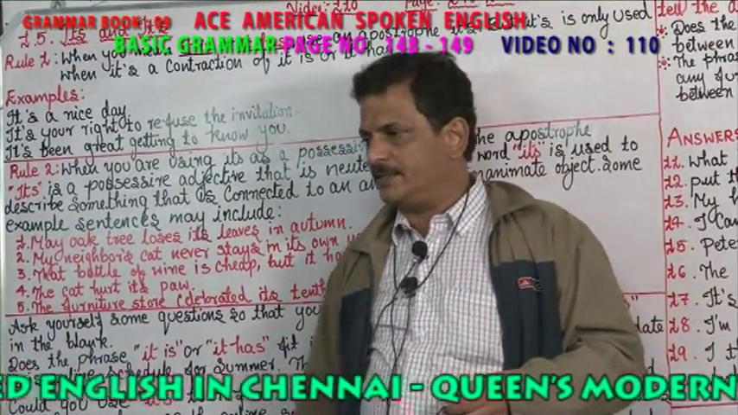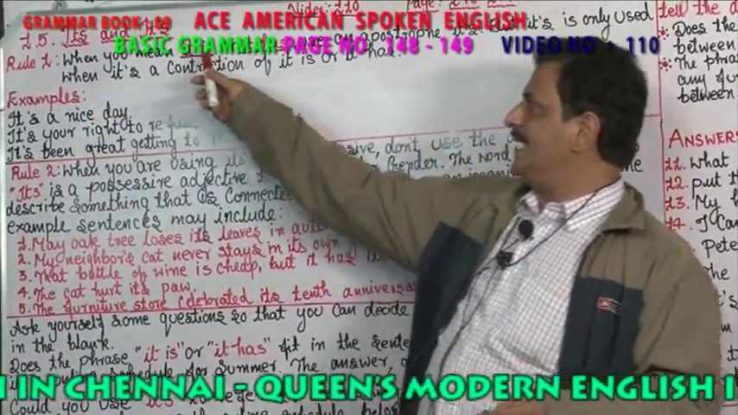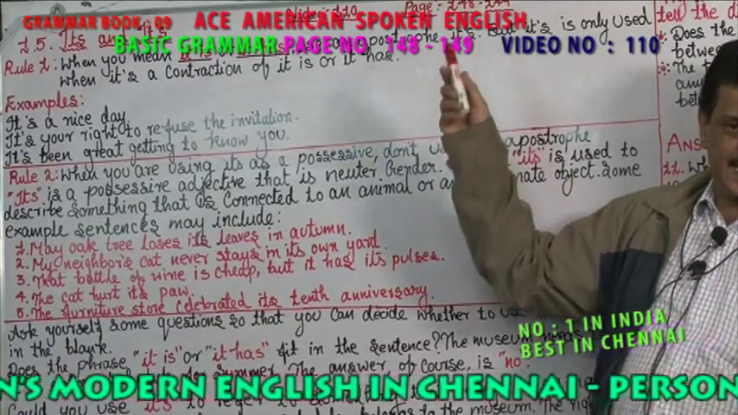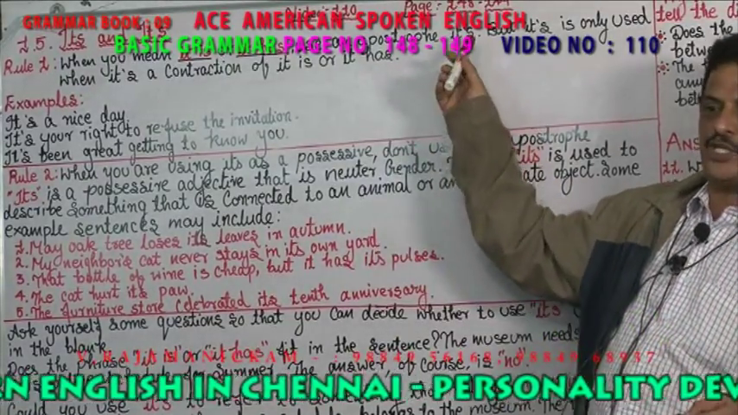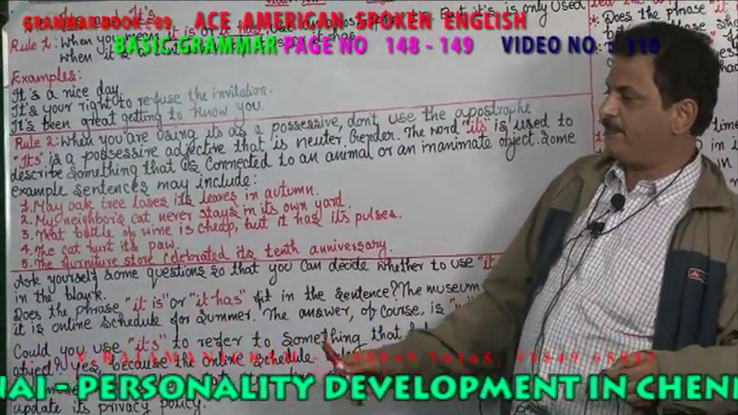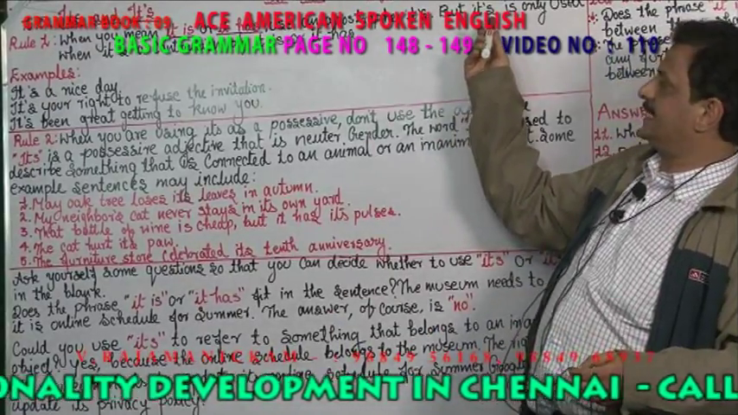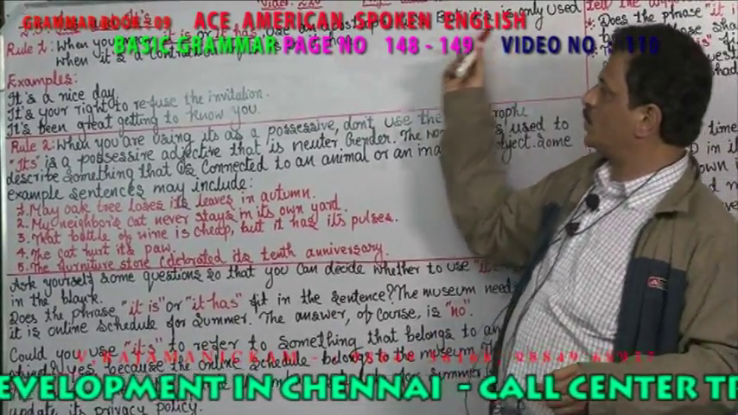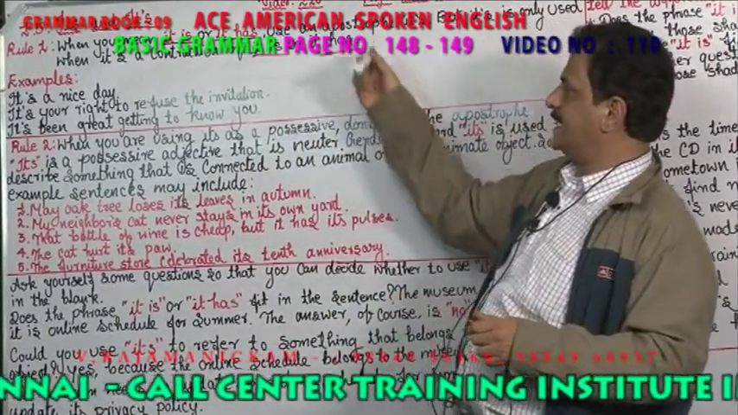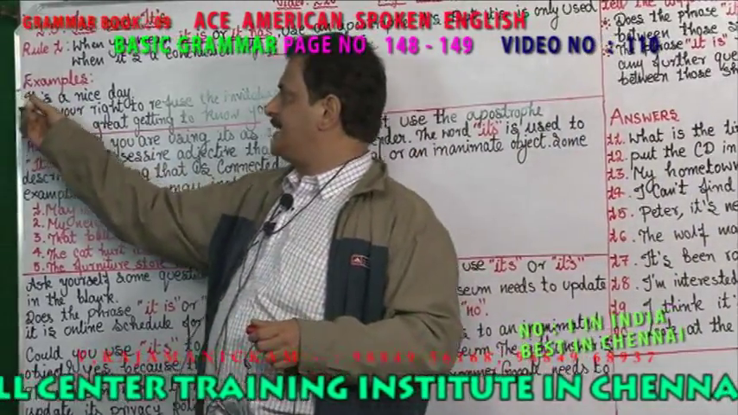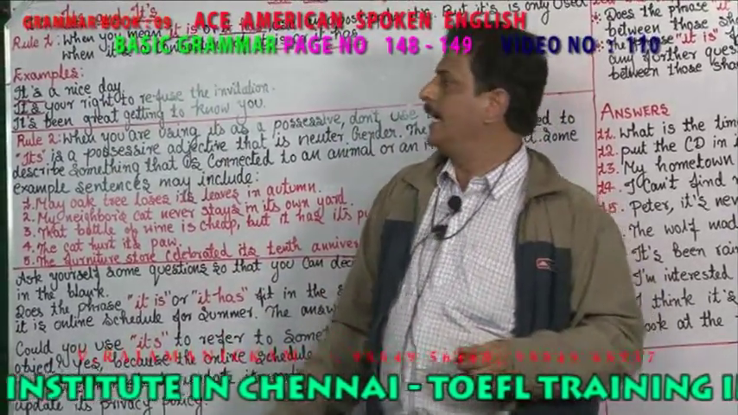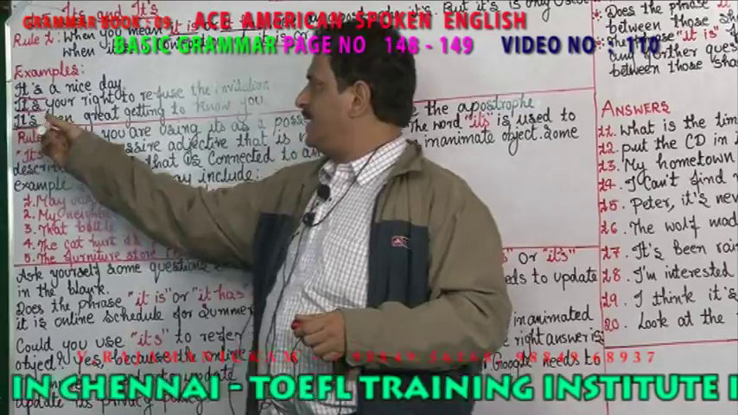Do you agree with this? Yes. When you mean it is or it has, use an apostrophe. So it apostrophe s means it is, it has, right? It's a pen. It has a pen. But it apostrophe s is only used when it is a contraction of it is or it has, right sir? Example, it's a nice day. It's your right to refuse the invitation.